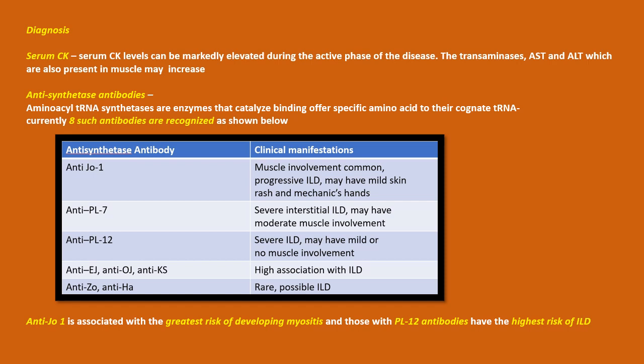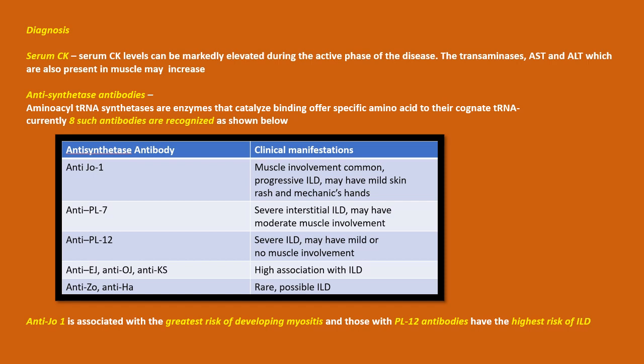Diagnosis: serum CK. Serum CK levels can be markedly elevated during the active phase of the disease. The transaminases AST and ALT, which are also present in muscle, may increase. Antisynthetase antibodies. Aminoacyl transfer RNA synthetases are enzymes that catalyze binding of specific amino acids to their cognate transfer RNA. Currently, 8 such antibodies are recognized, as shown below.